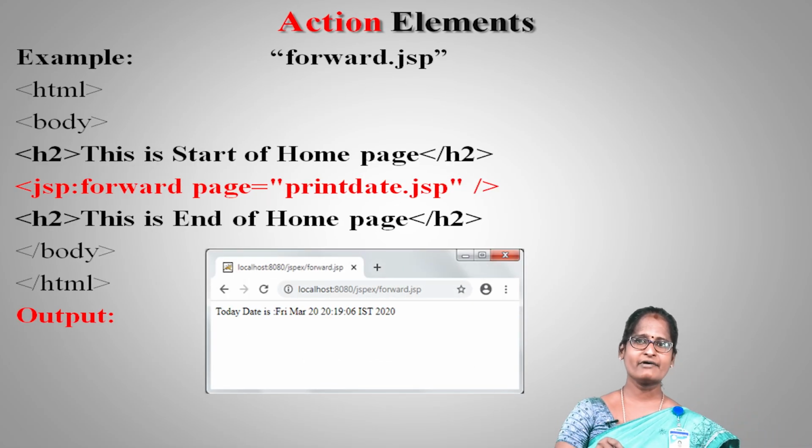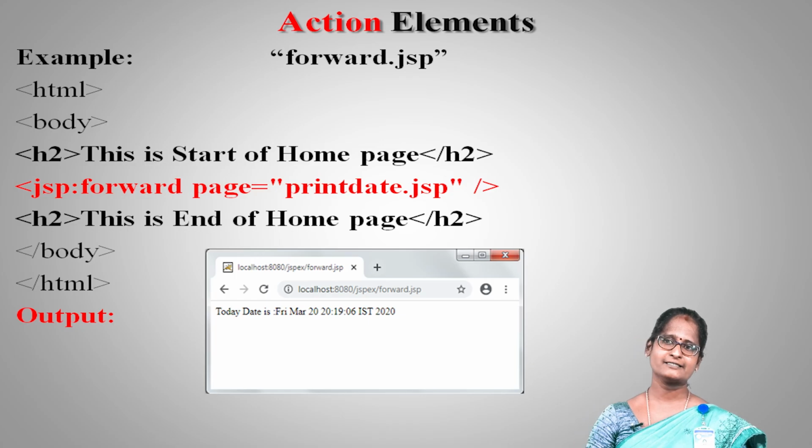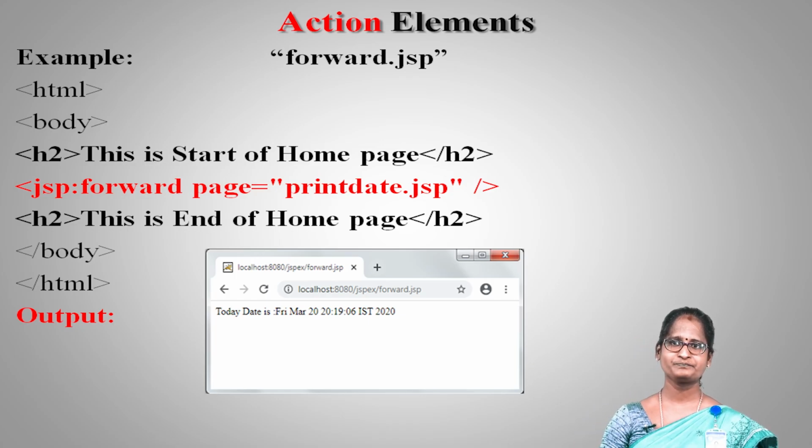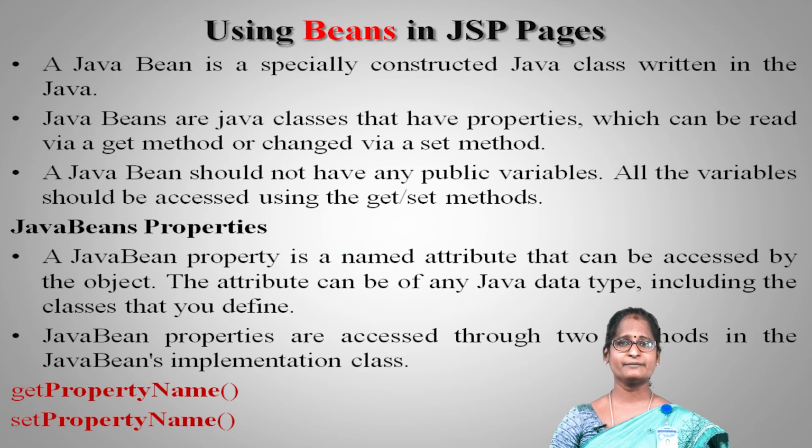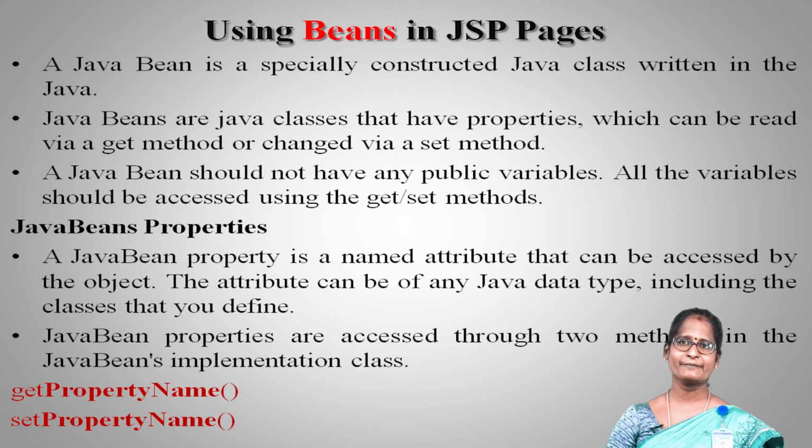Then this is the example, forward page equal to print data.jsp. You shown in the output only, you print the date only. Okay. Then the next concept is Java Bean in JSP pages.